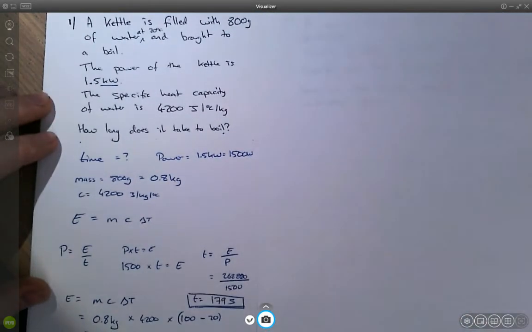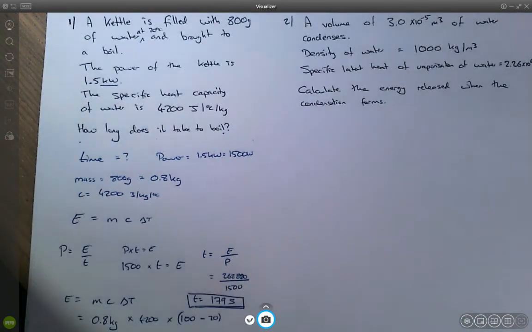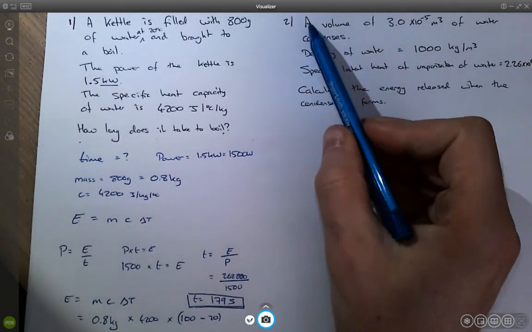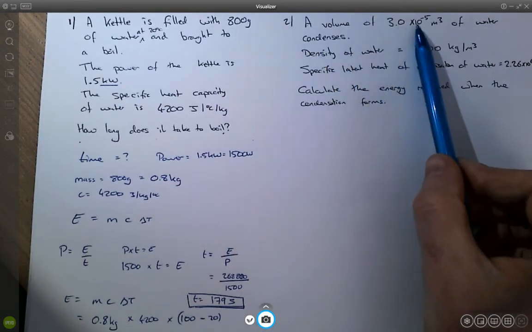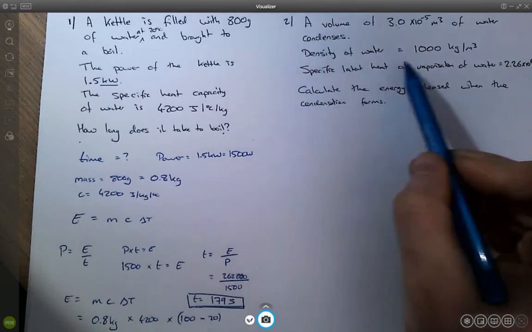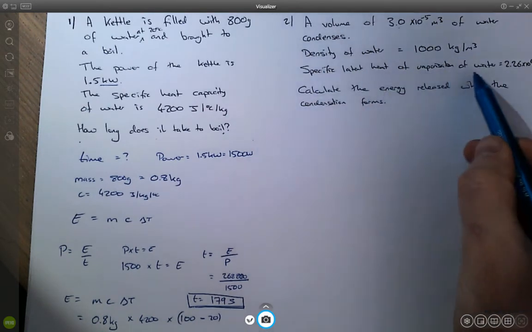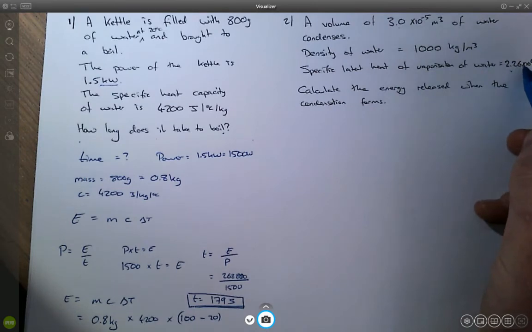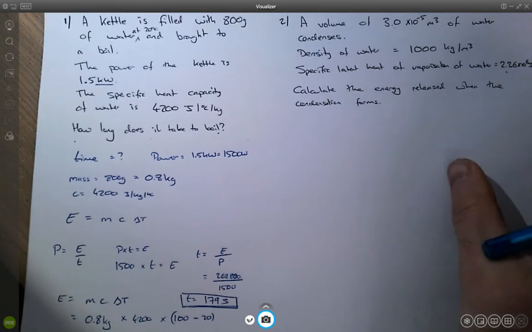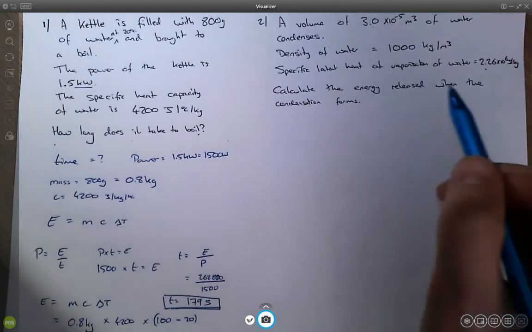Okay, let's look at the other kind of question that you would get. And it says something like this. A volume of 3.0 times 10 to the minus 5 meters cubed of water condenses. Density of water is 1,000 kilograms per meter cubed. Specific latent heat of vaporization of water is 2.26 times 10 to the 6 joules per kilogram. Calculate the energy released when the condensation forms.